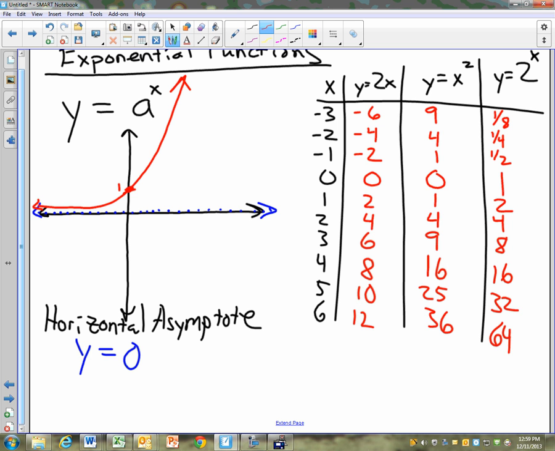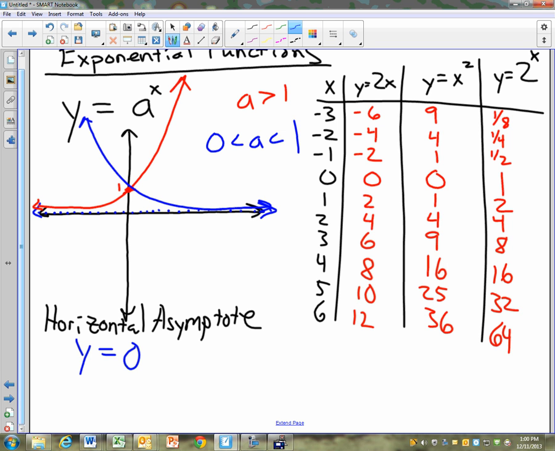So anyway, this is what it looks like. Is that a graph you can understand? Now, that's if A is greater than 1, A being my base. But let's suppose that A isn't bigger than 1. Let's say it's between the values of 0 and 1. It's a fraction. Then the graph looks like that.